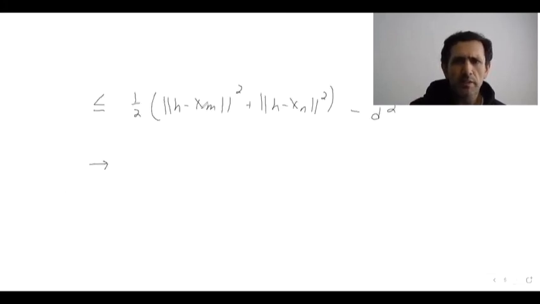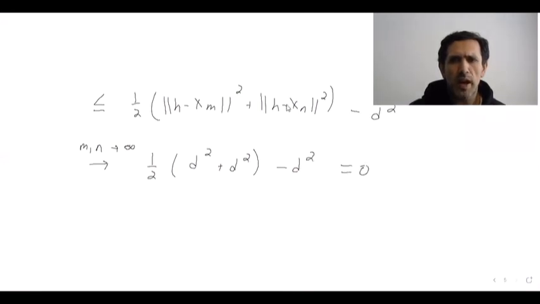Okay, but xm minus h and xn minus h converges to d in norm as m and n go to infinity. So this converges to 1/2 d squared plus d squared minus d squared equals 0 as n and m go to infinity. That implies that xn is Cauchy.